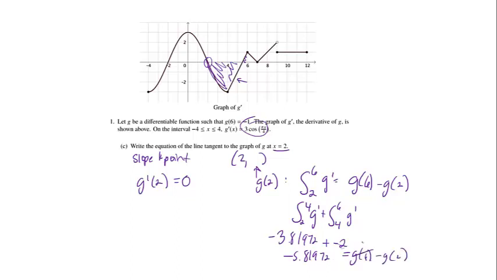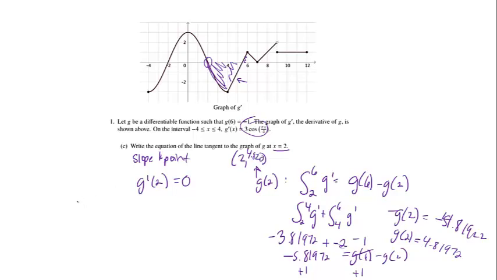We know that g of 6 is equal to negative 1. So then I'm going to add 1 to both sides, and I'm going to get negative g of 2 is equal to negative 4.81972. So g of 2 will equal positive 4.81972. So that is my y value, which was 4.8. Now I'll round it to 3 places, so 4.820.